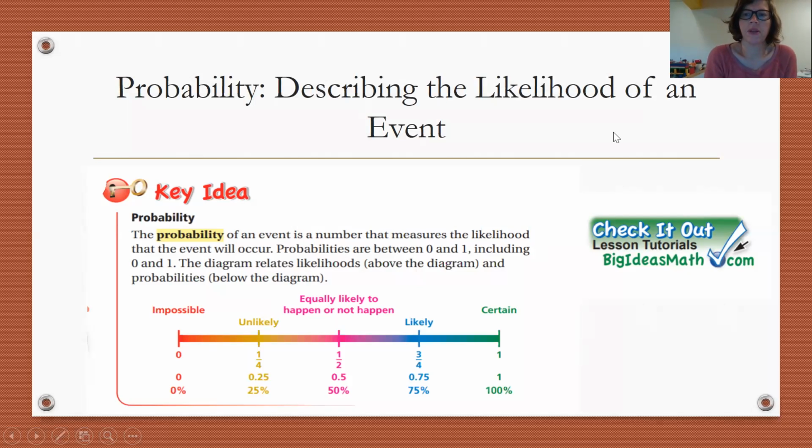Hey, Miss Raymond here today to talk to you about probability. We are only going to do one part of probability today, and in future lessons we will do some other lessons related to probability. So today we're going to talk about describing the likelihood of an event.